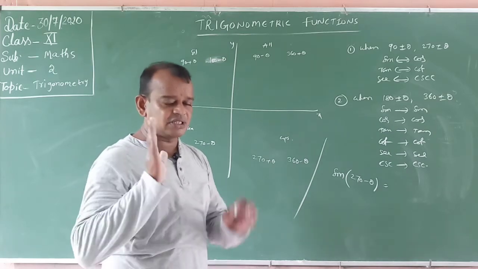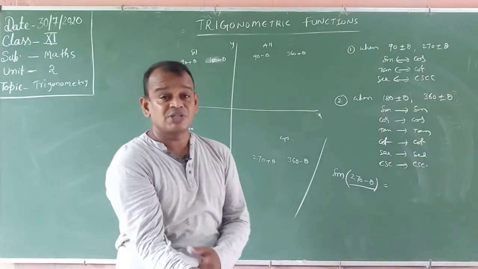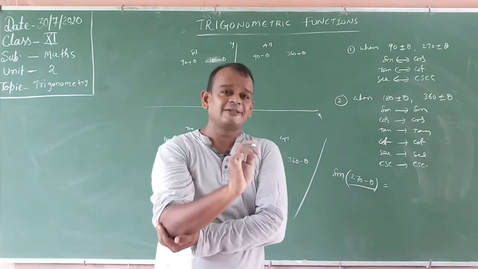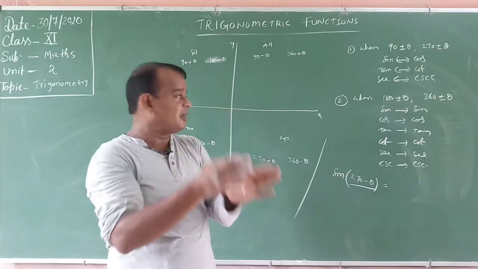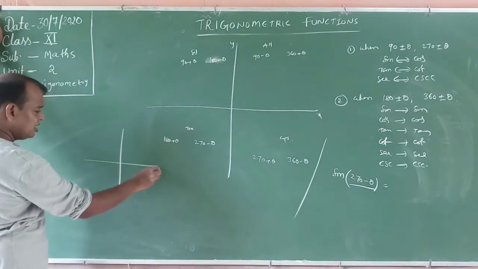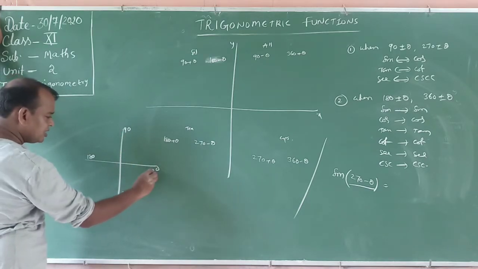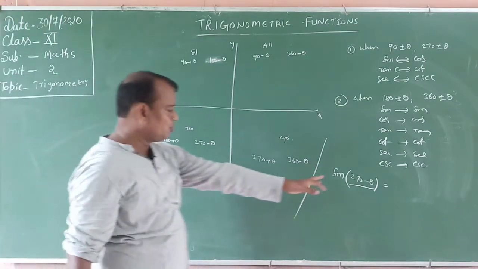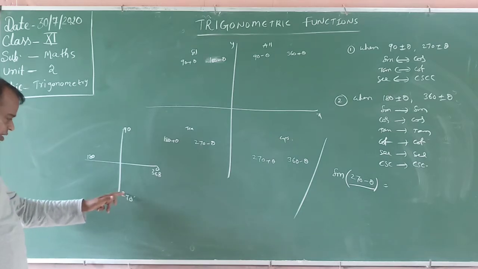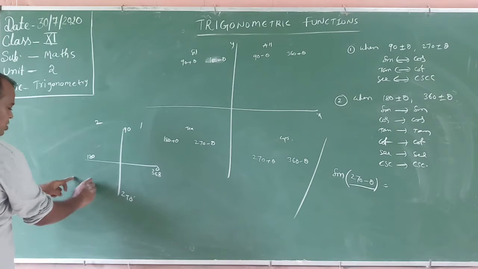First, what is the angle here? 270 minus theta. We observe which coordinate 270 minus theta lies in. Otherwise, you can draw the diagram. Here 0, 90, 180, 270, and here 360. Immediately you draw 270 minus theta. 270 minus theta means this side. This side means which coordinate? This is 1, this is 2, this is 3, this is 4.